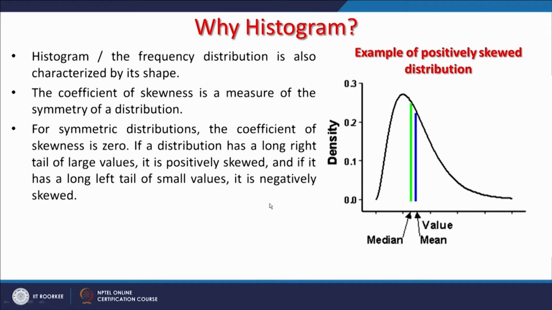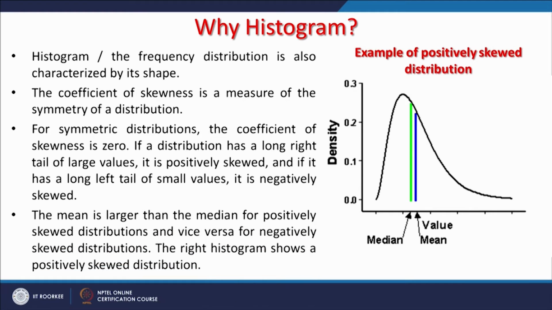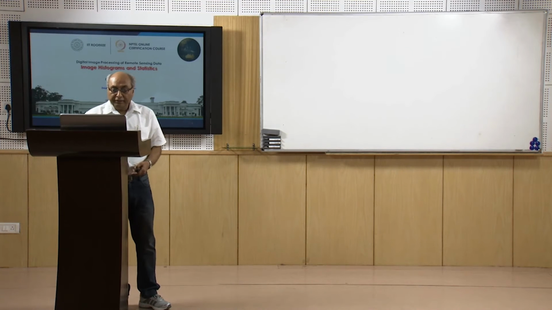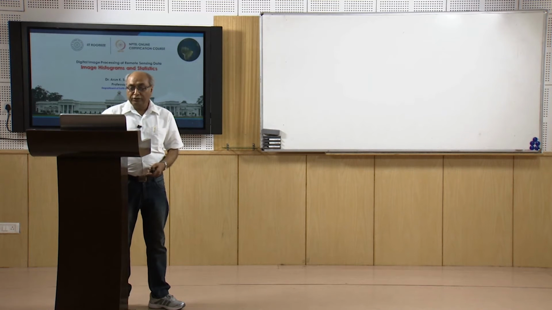So by looking at just the shape of the histogram, a lot of information can be derived. The mean is larger than the median for a positively skewed distribution, and vice versa for a negatively skewed distribution. So the right histogram shows a positively skewed distribution, which we are seeing here. The image is also shown here, and the corresponding histogram is shown.